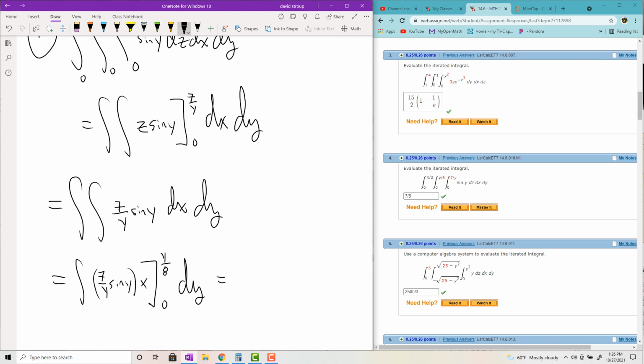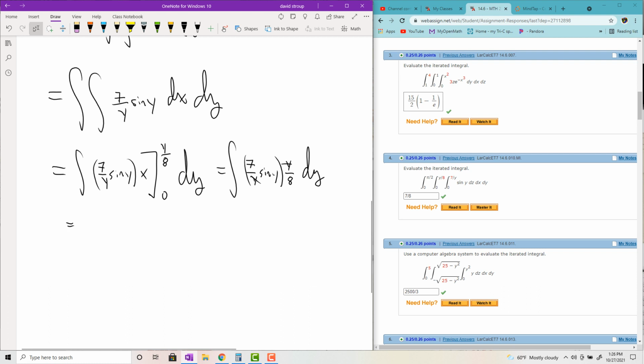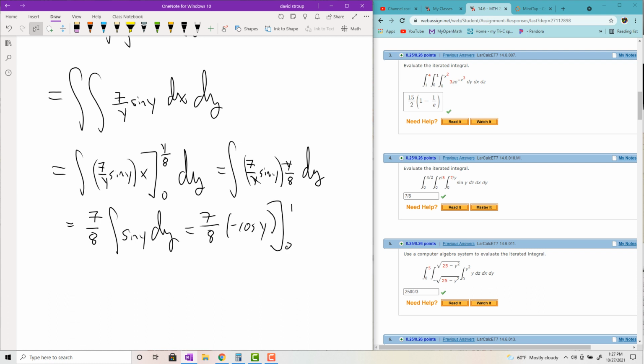And then finally, first I still have to evaluate at the antiderivative, so I have 7 over y sine y times y over 8, then minus 0, dy. Okay. So you could do a little bit of simplification. The y's here cancel, and you can factor out the constant 7/8. Then you have the integral of sine y dy, and of course the integral of sine y is just negative cosine y with respect to y, and then evaluate that from 0 to pi over 2. So that would be 7/8.